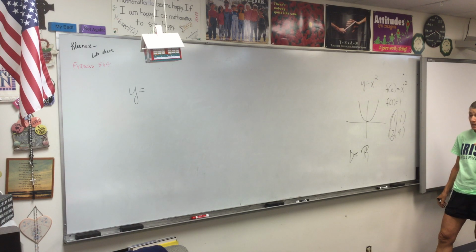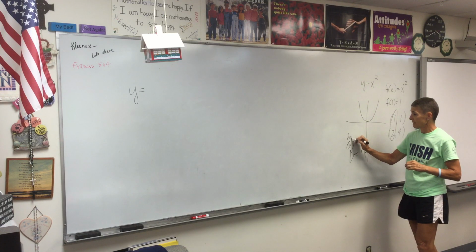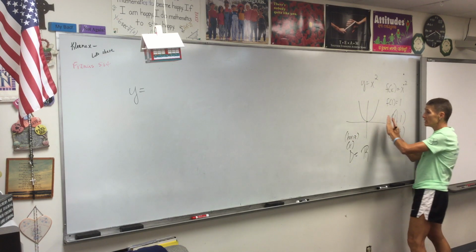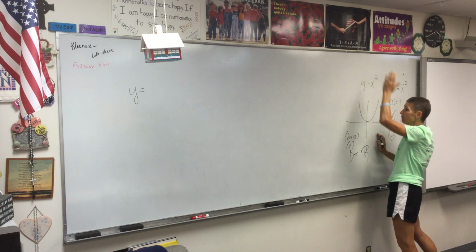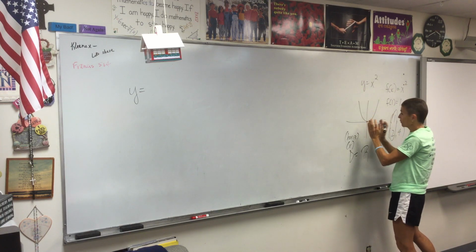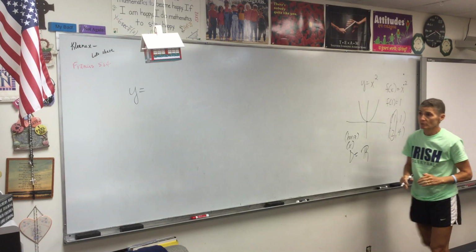Now, when we're talking about domain, we're thinking about x, or we're thinking about the horizontal, okay? So as we go sideways on our number line, notice the curve just keeps going up, up, up, out, out, out, forever and ever. There's no breaks in it. Its domain is all real numbers.